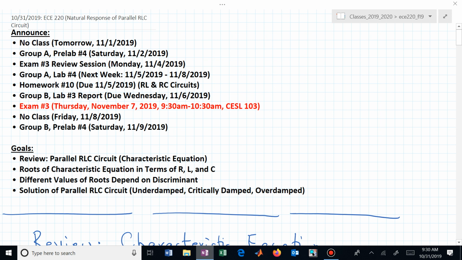Day before no class. Try to remember not to show up tomorrow. We're not having class here. Next Friday we will not have class again, and if you're in that particular section of Group A, though, be sure and show up for your lab on Friday afternoon. Those will be happening.